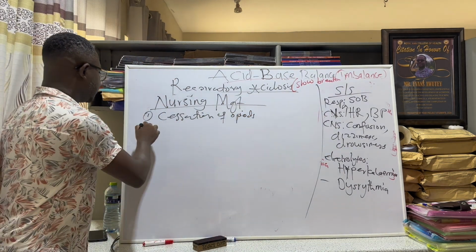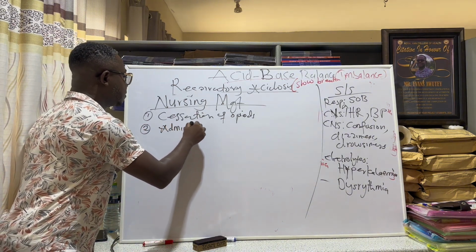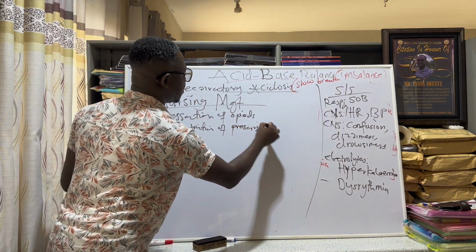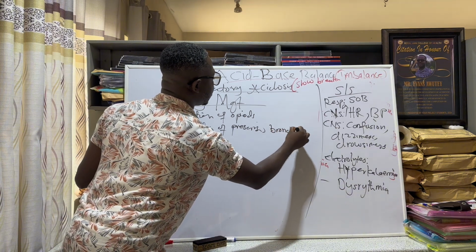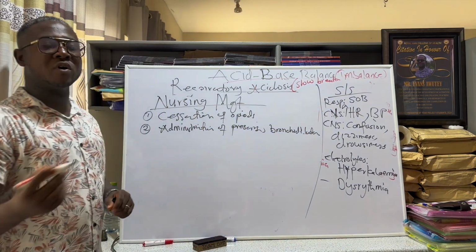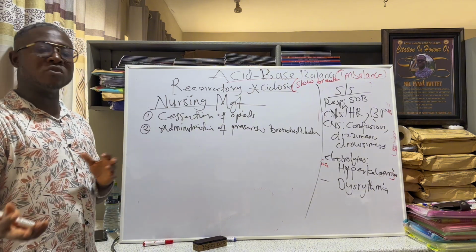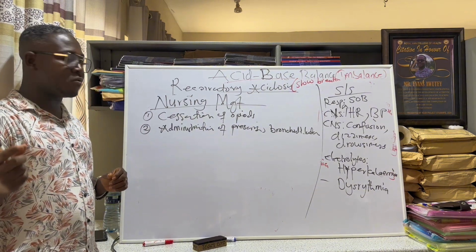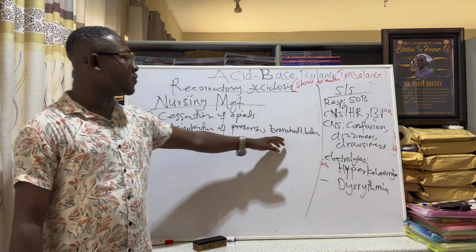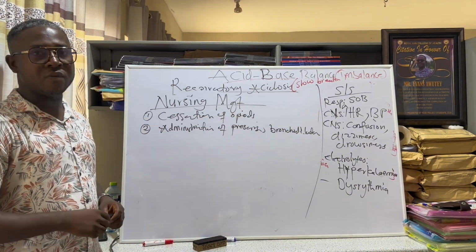And then we can also talk about administration of prescribed bronchodilator. Remember we said one of the causes of respiratory acidosis has to do with asthma and COPD, which may occur as a result of narrowing of the airway. And so if that is what is causing the condition, then we need to give what? A bronchodilator in order to dilate the airway to enhance exchange of gases.